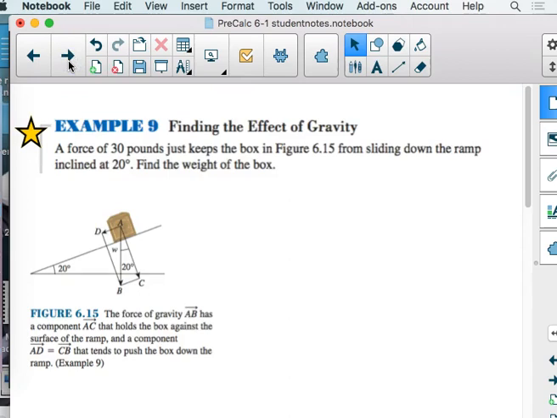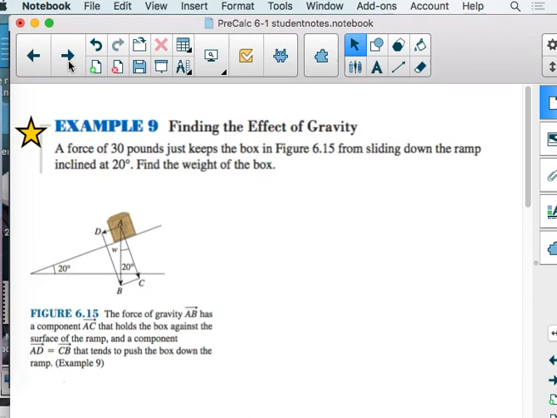It says a force of 30 pounds just keeps the box in figure 6.15 from sliding down the ramp, inclined at 20 degrees. So I look at this and I see, yep, they've got the incline here. They've already given us a nice little box for the parallelogram and shown us that this would also be 20 degrees right here. And they want the weight of the box. And the nice thing is that they labeled it for us, but it makes perfect sense. I mean, that weight has to hold it down. That's the pressure of holding it down. So what they really want to know is W.